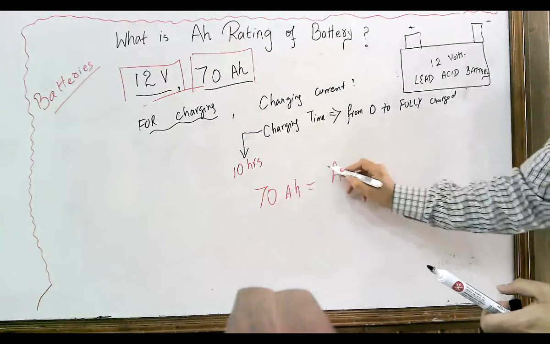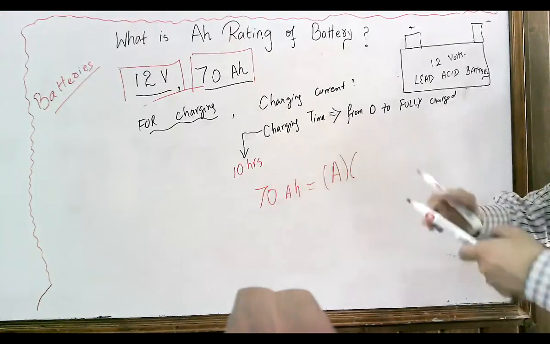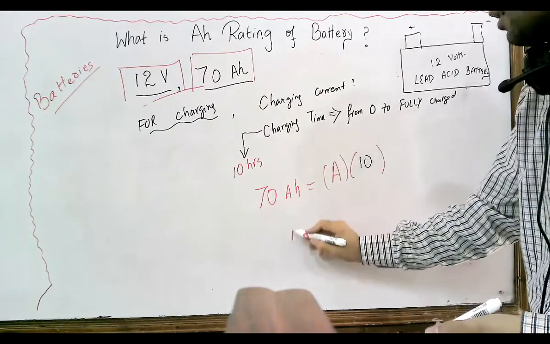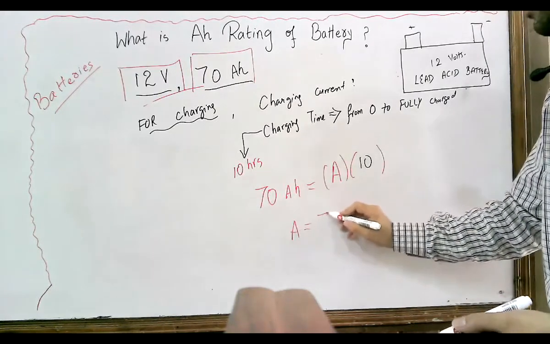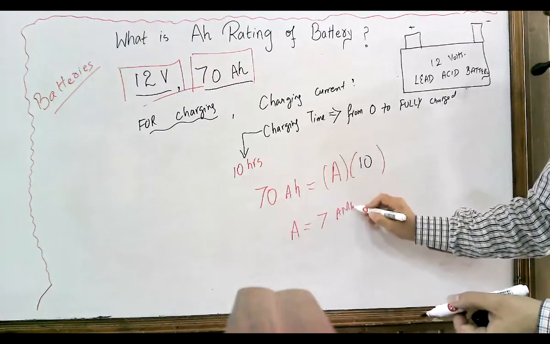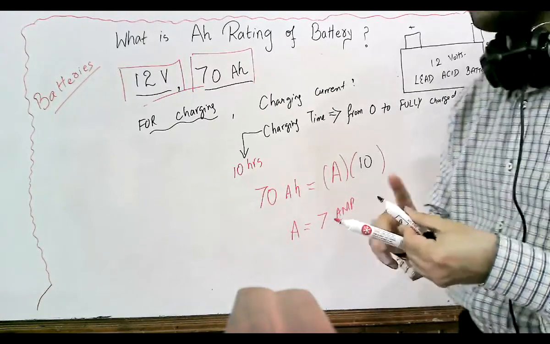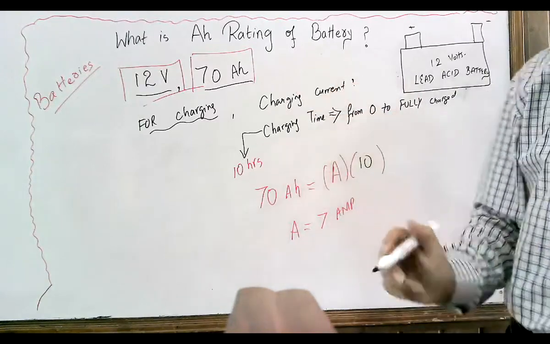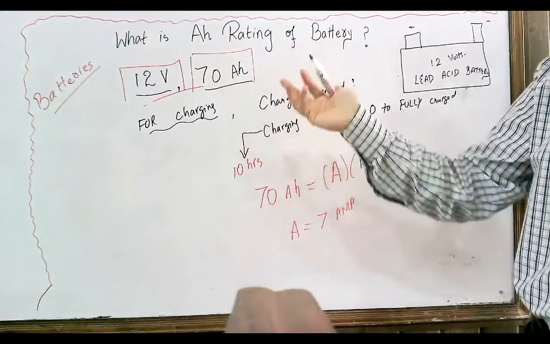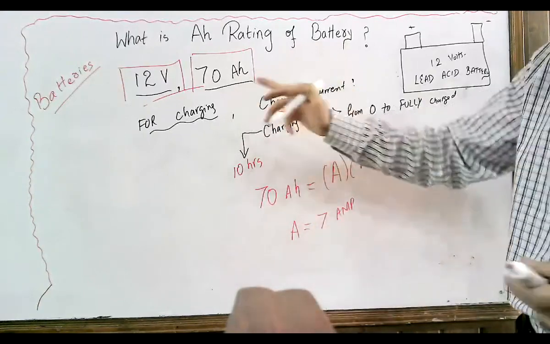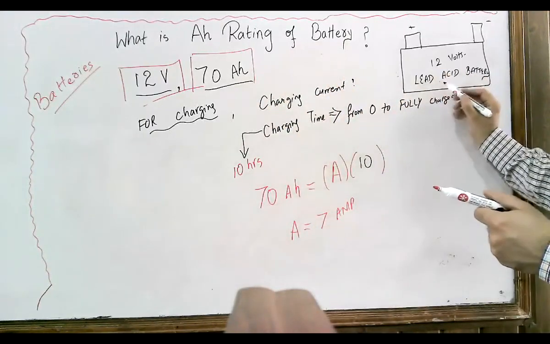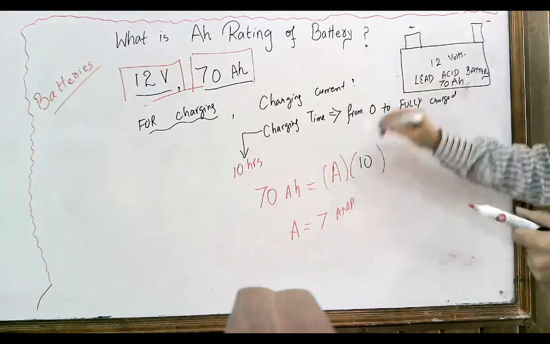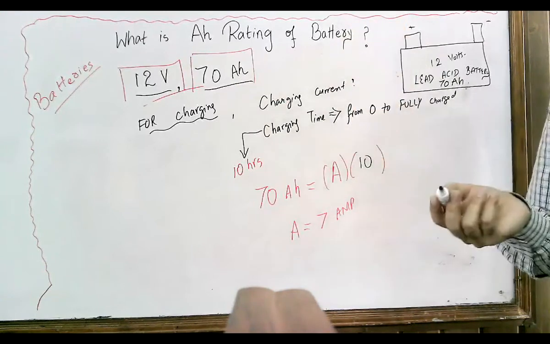Putting A as it is and hours this time 10. Okay, now you see amperes comes out to be 7 amperes. It means that your battery charger must be able to provide 7 amperes at least in order to charge this battery, because if it is a 12 volt battery and it is a 70 ampere hour battery, then it will draw 7 amperes during charging.